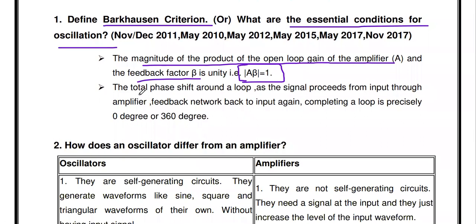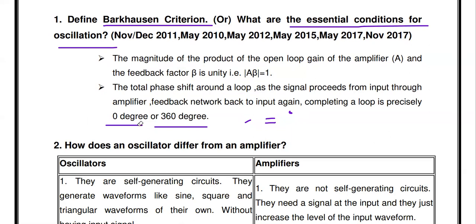The second Barkhausen criterion is that the total phase shift around a closed loop is 360 degrees or 0 degrees. That is the angle of A beta. So modulus of A beta is 1, and similarly the angle of the closed loop gain A beta equals 0 degrees or 360 degrees. These are the two points that must be satisfied by the circuit in order to generate sustained oscillation. These two conditions are called the Barkhausen criterion.